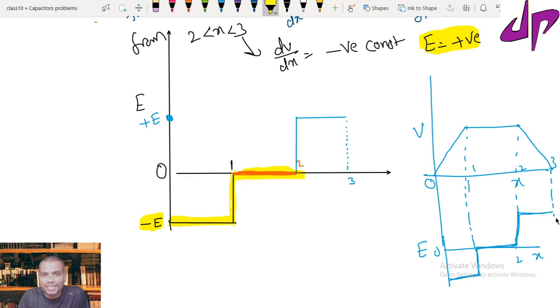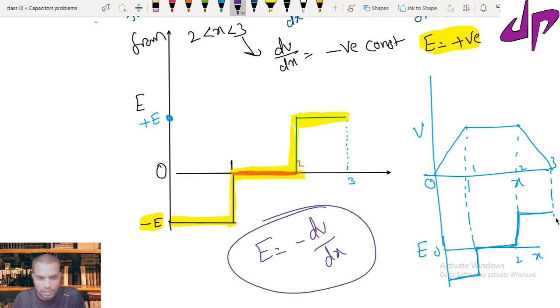As the potential increases or decreases, the electric field also changes. Why? Because the electric field equals the negative of the rate of change of potential. The negative sign shows us the direction of the electric field. The direction of the electric field indicates where the potential is steepest.